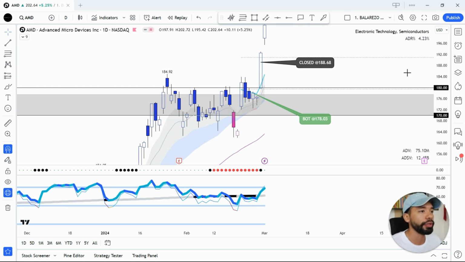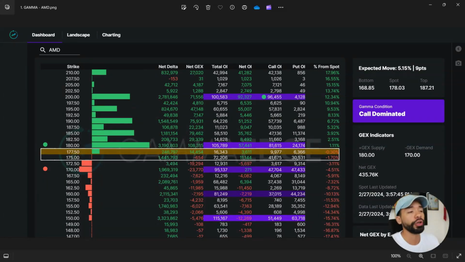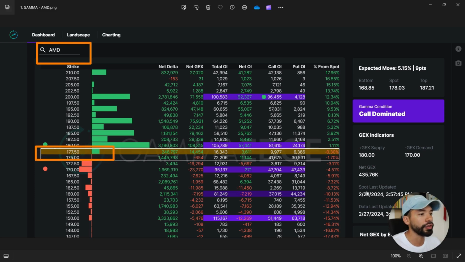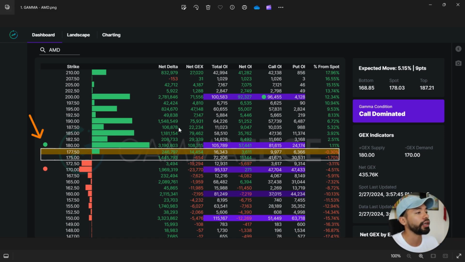Now let's jump into what the setup was when you were looking at the web app from GammaEdge. Right here you can see that this is AMD, right? And the date was the 27th when I opened my position. You can see the transition box was 177.50 to 175. Price was right at 177.50, and I was looking for a move above it. And the positive GEX was at 180. So that was resistance. You can see we had a really strong positive gamma exposure at that level.